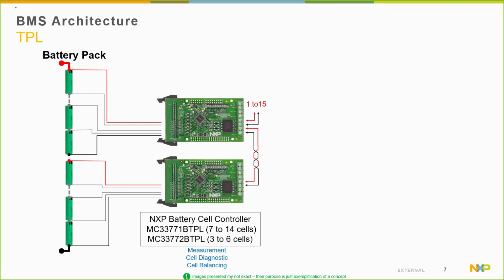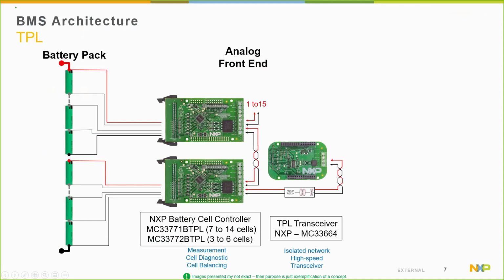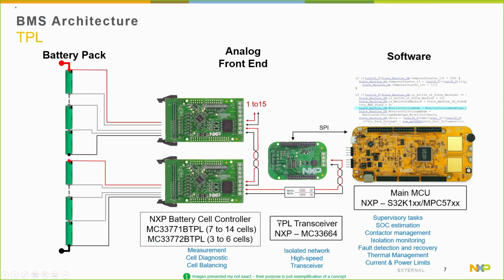But this approach comes with an electrical issue. The negative terminal of one module has the same electrical potential as the positive terminal for the previous module. To overcome this electrical issue, we use a high-speed differential isolated communication called TPL, Transformer Physical Layer. This connects all the cell controllers of each module in a daisy chain topology. Now, the main MCU connects to the daisy chain topology through the MC33664 transceiver.